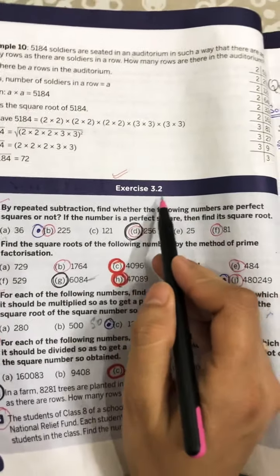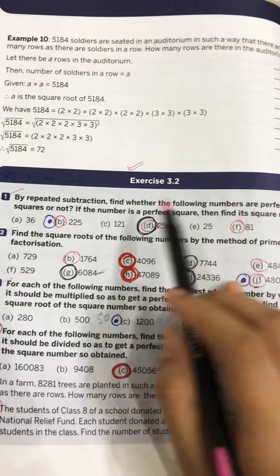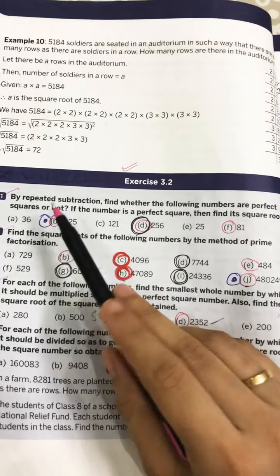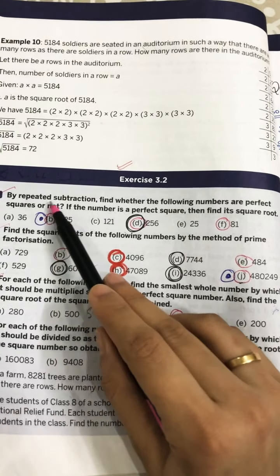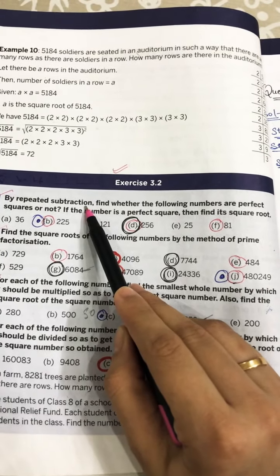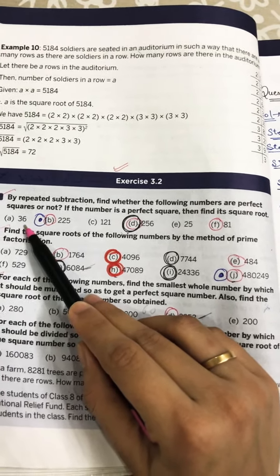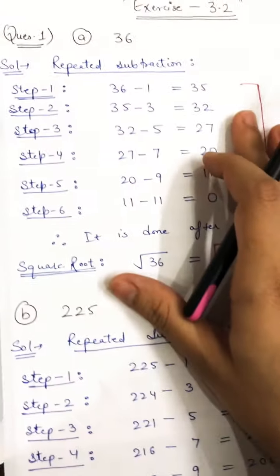Okay, now question number 1 of exercise 3.2 is, by repeated subtraction, find whether the following numbers are perfect squares or not. These are the numbers given to you. You have to find whether the number is a perfect square or not by the repeated subtraction method. And if the number is a square of any number, then take out the square root. Simple it is.